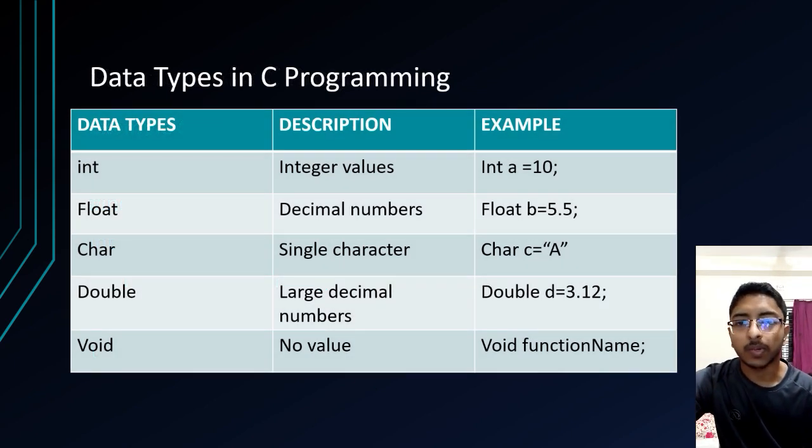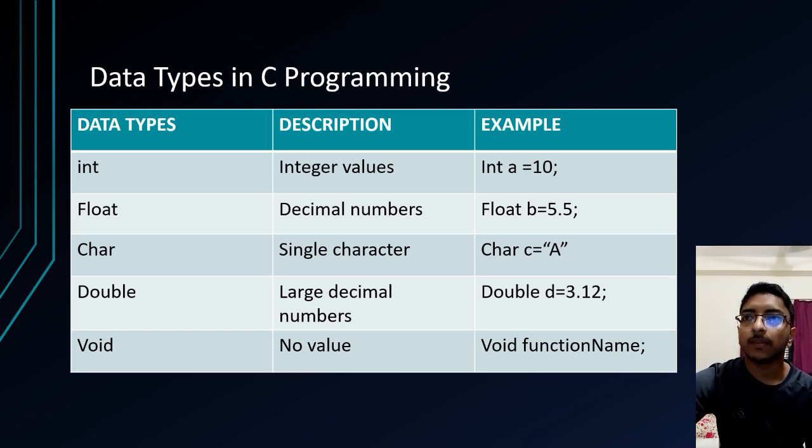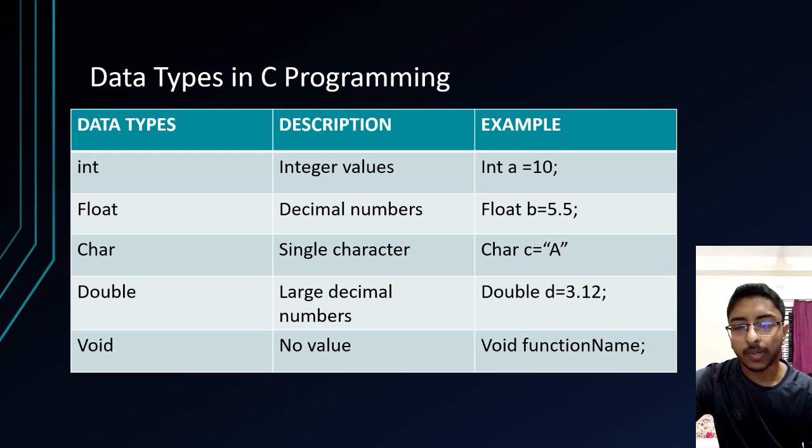Data types in C programming. In C programming we work with so many kinds of data like int for integer values, float for decimal numbers, char for single characters, double for large decimal numbers, and also void, which has no values.